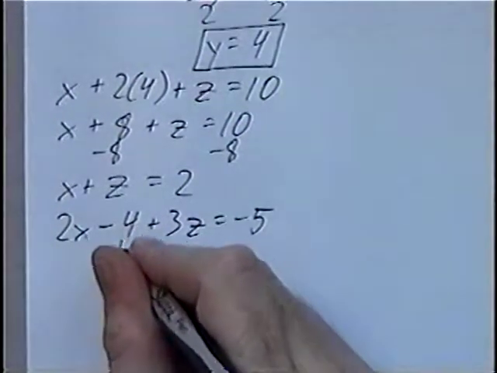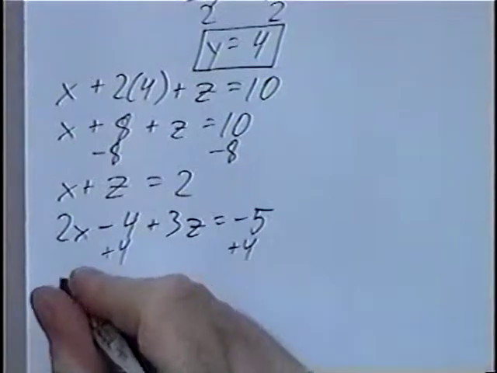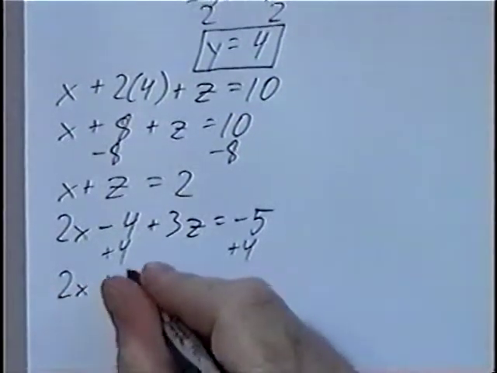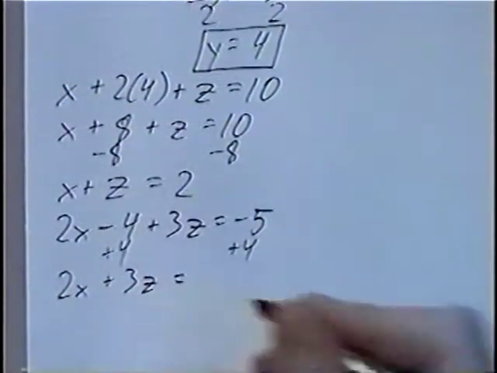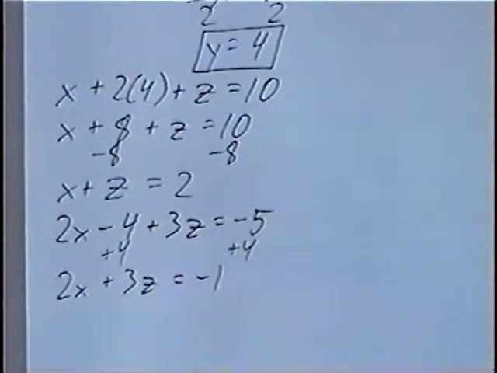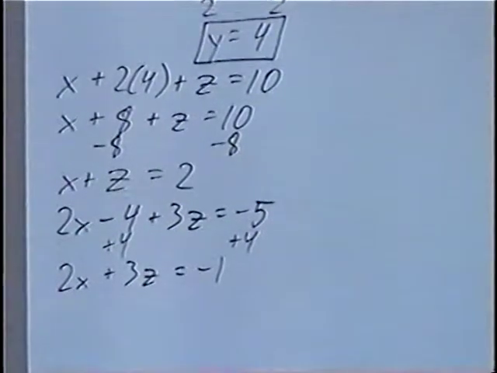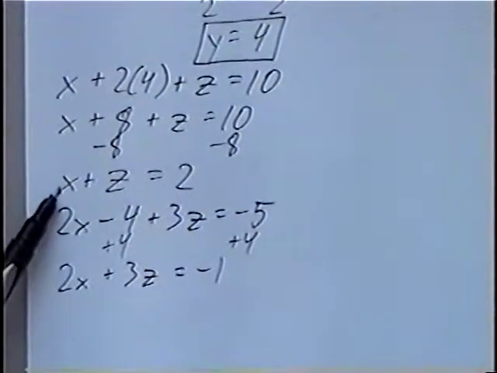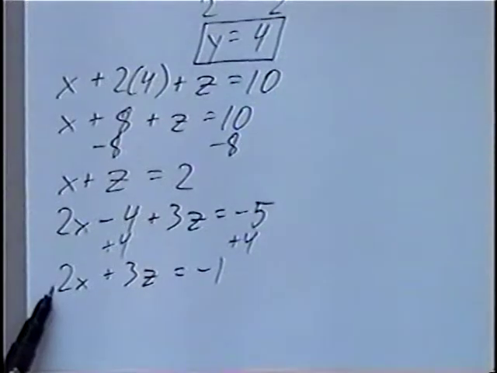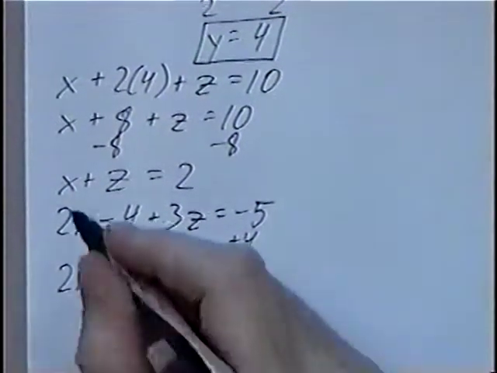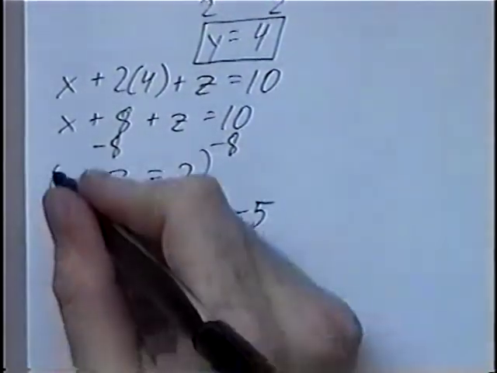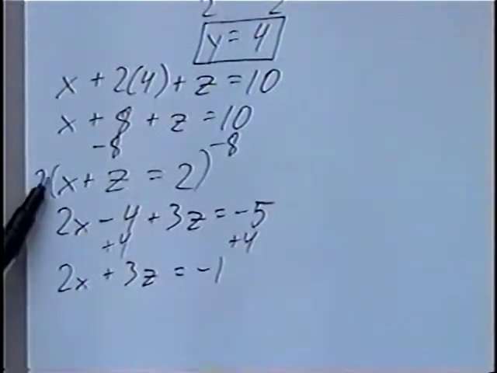Simplifying, add 4 to both sides, and we'll have 2x plus 3z equals negative 1. After solving for y and plugging it back into the first two equations, we have x plus z equals 2 and 2x plus 3z equals negative 1. If we take this first equation and multiply by 2, the 2x will match up with the other 2x, and we'll be able to eliminate them using elimination.